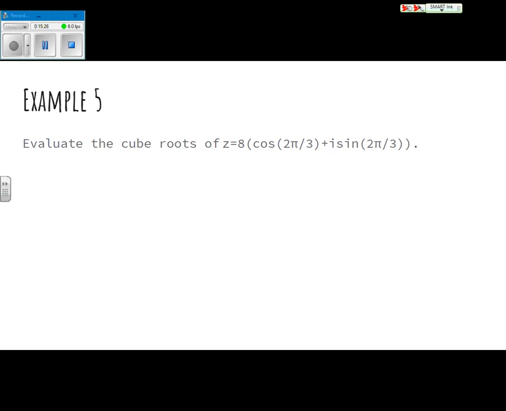Alright, I want to evaluate the cube roots. That says roots, so there's going to be more than one answer. I'll tell you how it says cube roots. There's going to be 3 answers to this, of z equals this complex number.